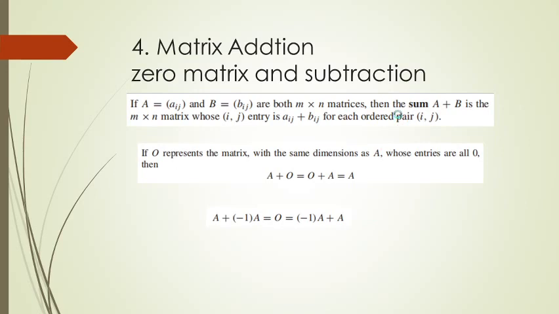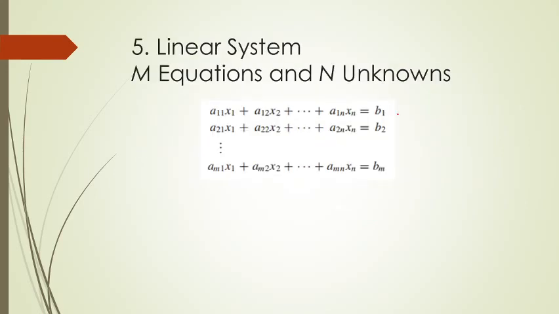Now, let's continue. Number 5, linear system. If we have m equations and n unknowns, then we can rewrite this linear system in the matrix format. So here, this is the standard m by n linear system, right? So here I can write the coefficient matrix A in this way.